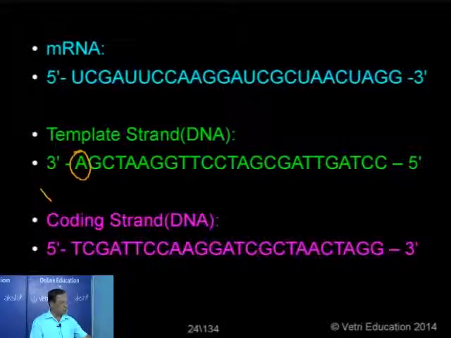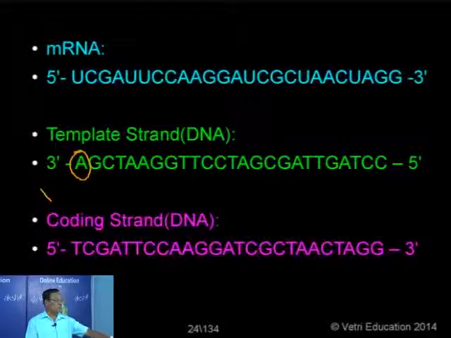These are the two strands of DNA. These two strands are complementary to each other. You know the meaning of that. When you have A in the template strand, in the corresponding position in the coding strand we have T, because according to the base pair rule, Chargaff's rule, A always forms a pair with T. That is why we have T in the place corresponding to A in the first position.